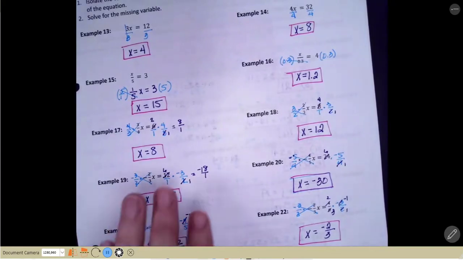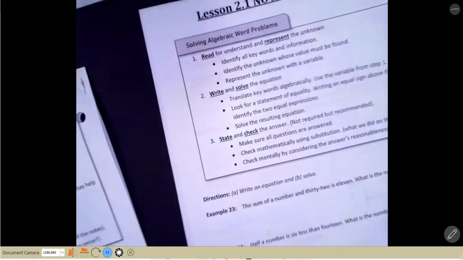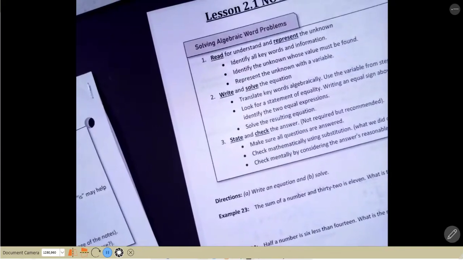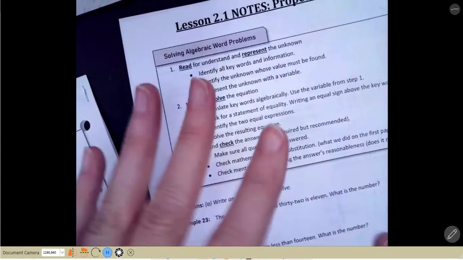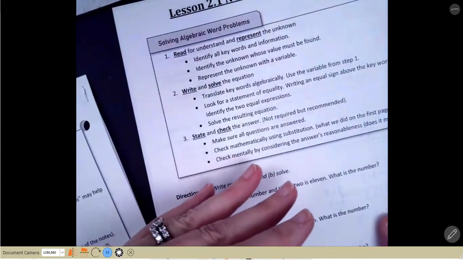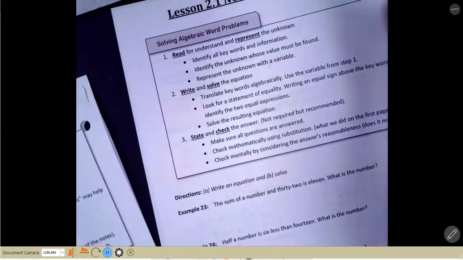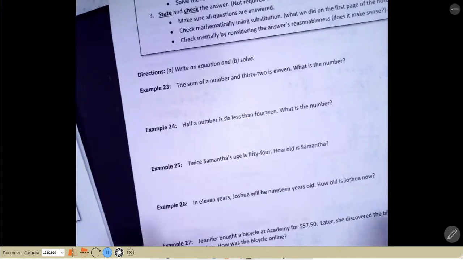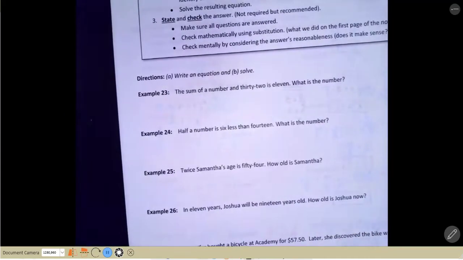Okay, let's go ahead and go to the back. We have written out word problems in chapter 1, but now we are going to solve them. There are some steps up here, but I'm going to show you the steps down here, and if you ever needed to refer to this, you could. Notice that the directions say we're going to write an equation and solve. There are 2 parts to this, so make sure you're doing both parts.